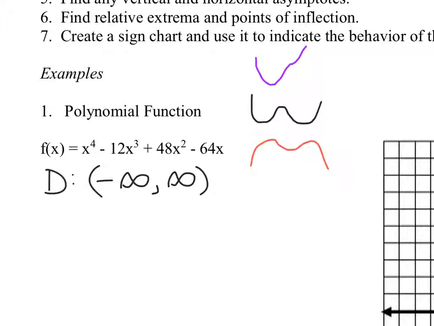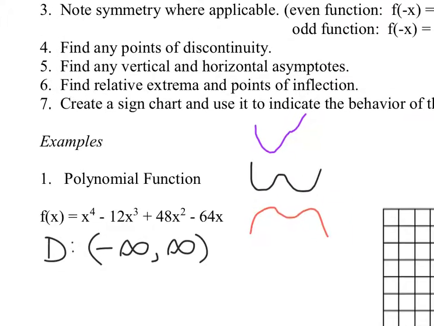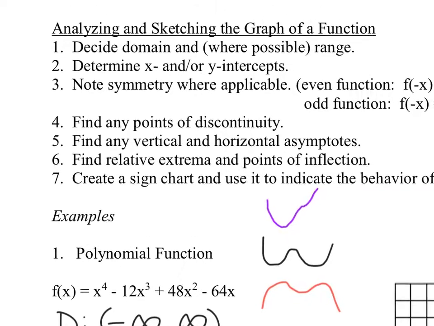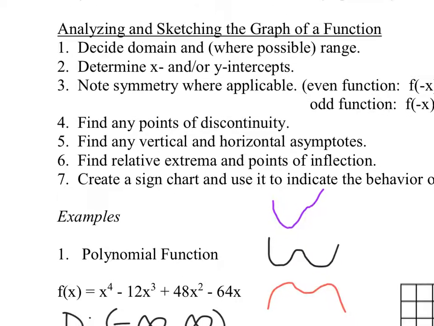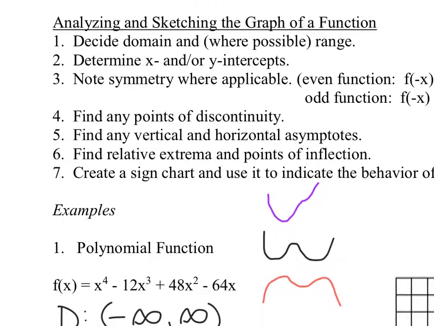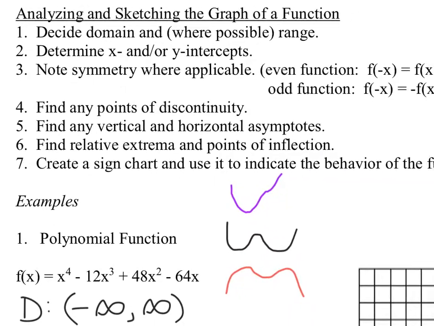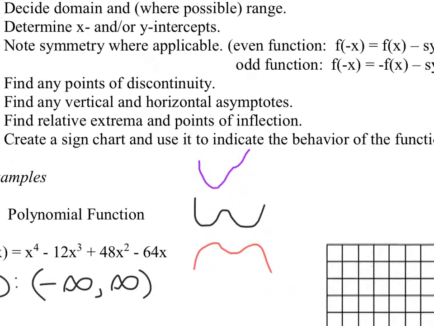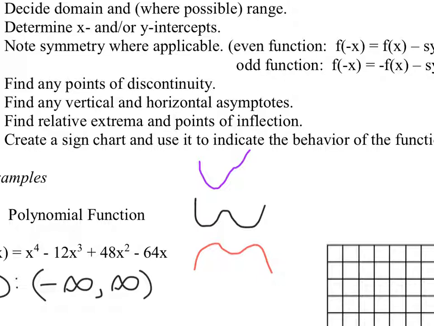All right, so we have to be on the lookout for anything. That's why I say domain and where possible range, because sometimes you have to do the calculus in order to find the range. X and Y intercepts. Oh, and just going back to range for a second. If you were to do it without calculus, what you would have to do is actually find the inverse of the given function and then find the domain of that.